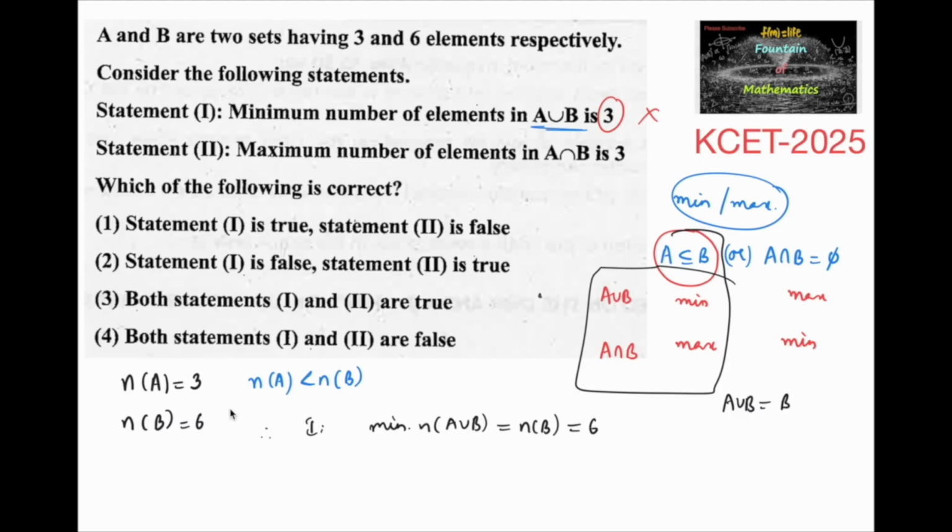And coming to the second statement, the maximum number of elements in A intersection B means in the first case. So here A intersection B can be considered to be A because A is a subset of B, which is equal to the number of elements in A, that is 3. So the maximum number of elements in A intersection B is 3, which is the right answer. So statement 2 is correct. So statement 1 is wrong and statement 2 is correct, which is our option 2.